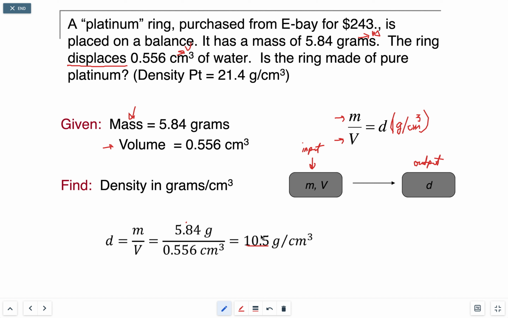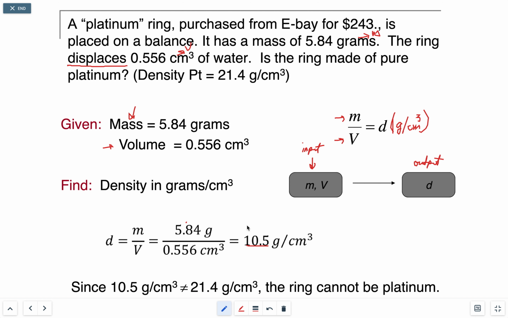Now, compare the density of our ring with the density of pure platinum. Clearly, this ring is made of something else other than platinum. It might have some platinum in it, but it sure isn't pure. A lighter metal has been put into it. Okay, so we know that the ring cannot be pure platinum.